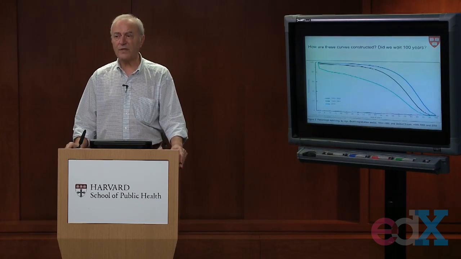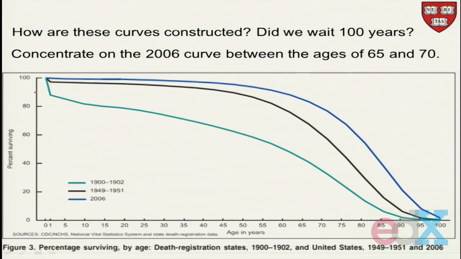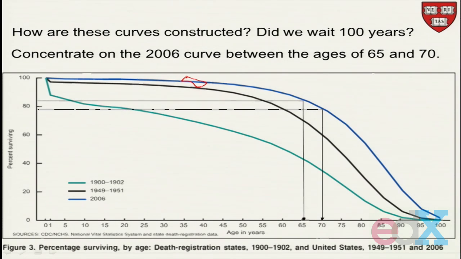So, for example, if we go back to these tables, just look at this curve. Just look at the 2006 curve and ask what happens between the ages of 65 and 70. These are the people who have survived to age 65. Suppose we know that point, then how do we get this point here? Well, if you just tell me what percentage of 65-year-olds will die before they reach 70, that will give me this point.